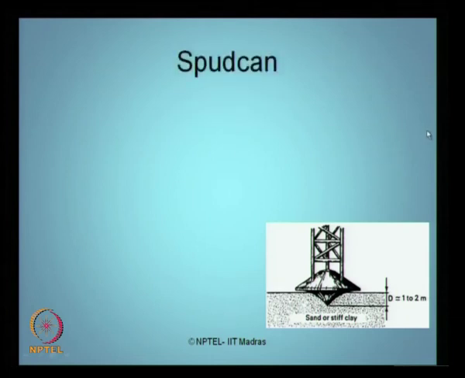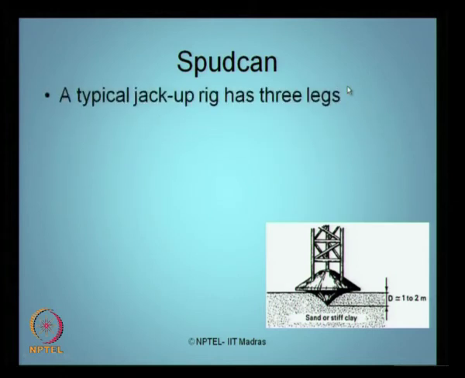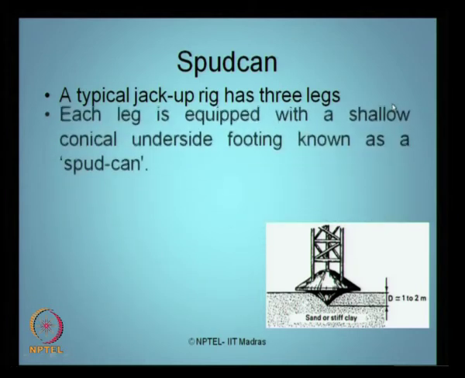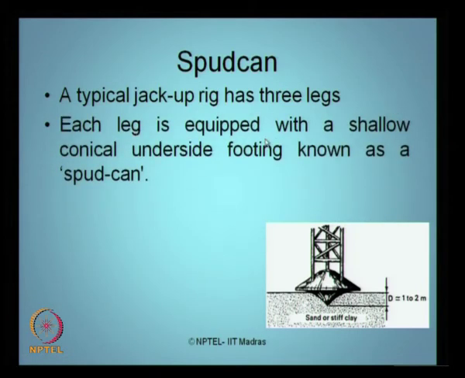As you see, foundation becomes a very important and vital component of this kind of platform. Spud can is a very important component of a jack-up rig. As we saw in the previous photograph, a typical jack-up rig has actually 3 sets of lattice towers, what we call as legs. Each leg is equipped with a shallow conical underside footing. We call this a spud can.